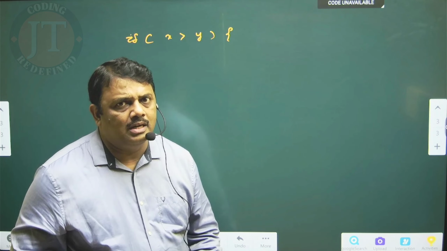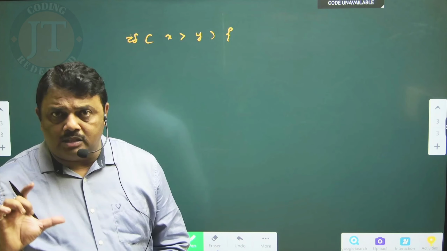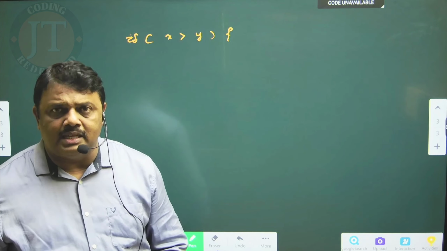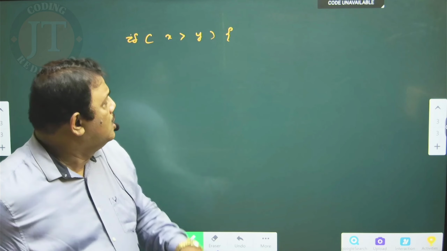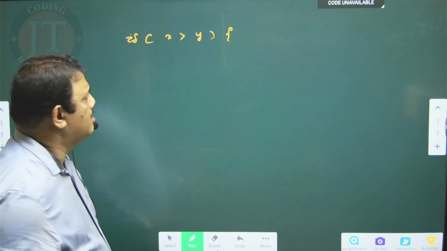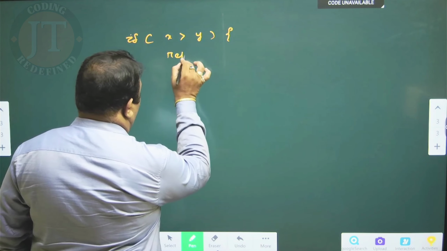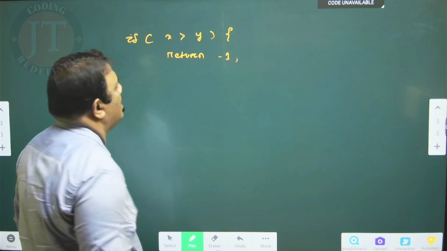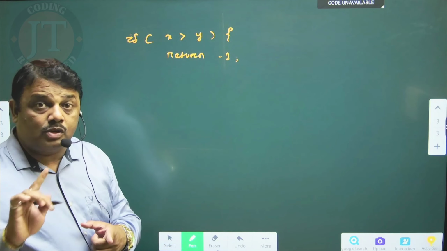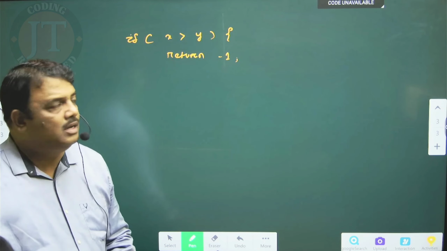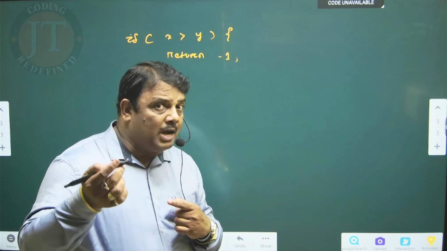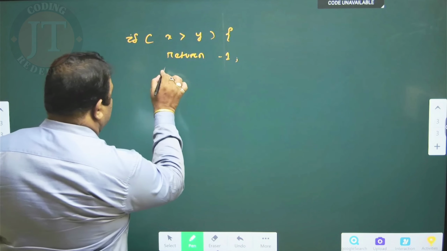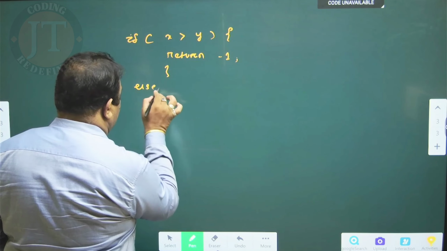So what do I want? My job is, as per the size, if the size is more, it comes first. If the size is less, it comes last. So if x is greater than y, I return minus 1. When I return minus 1, x comes first, then y comes next. Here you see, when x comes first, x's size is more, so that comes first.